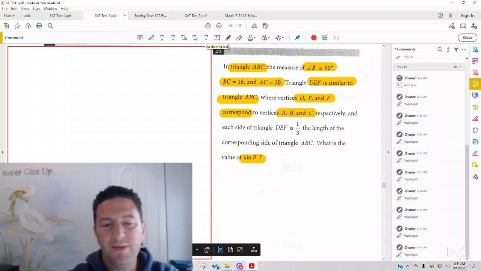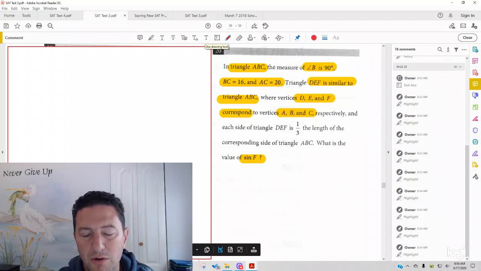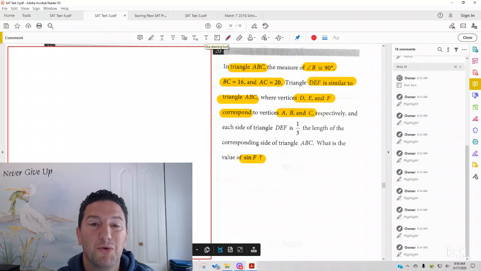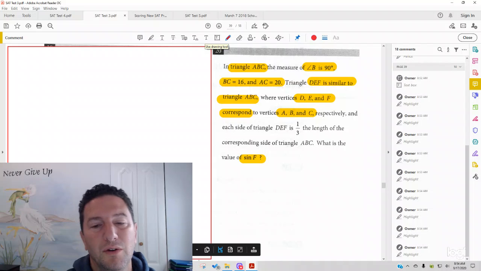Well, if you know that trigonometric functions, sine, cosine, and tangent, are simply a ratio, and in similar triangles they have the same ratio of sides, then there's very little work to do here. I'll illustrate it, but there's very little work to do here.